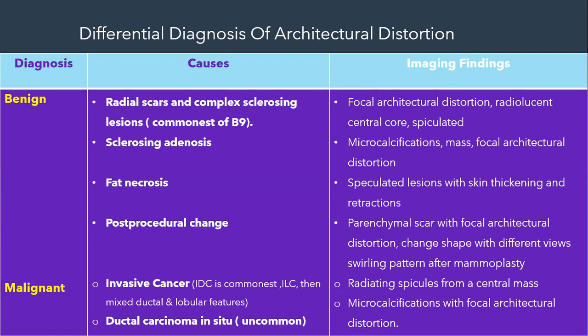And the malignant causes, we said, invasive cancer is the commonest. The commonest of these is invasive ductal carcinoma, followed by invasive lobular or mixed type. And ductal carcinoma in situ uncommonly presents with architectural distortion, maximum up to 10%. As you know, DCIS presents with microcalcifications. That is the common presentation. Architectural distortion is not a common presentation for DCIS. Usually it is microcalcifications, though it might be associated with architectural distortion. Okay.